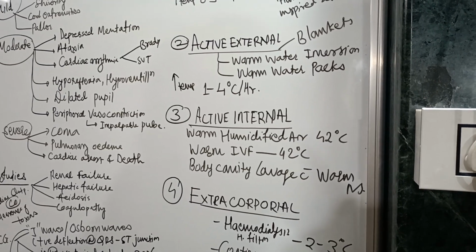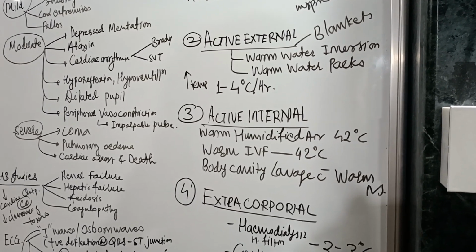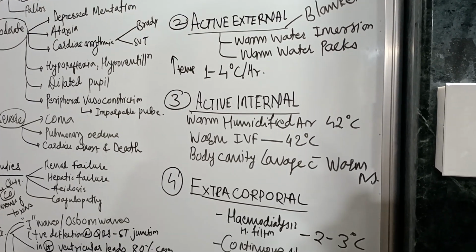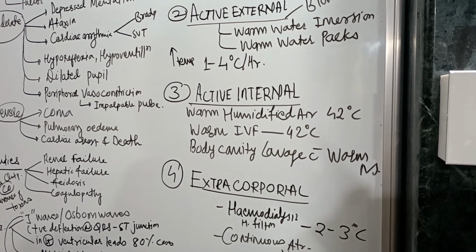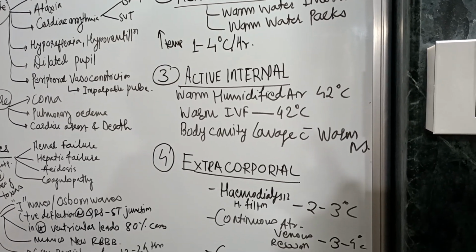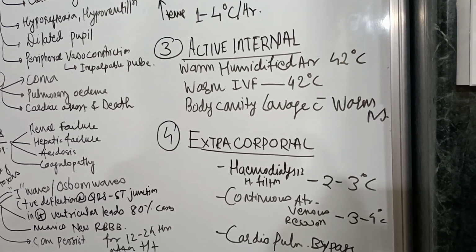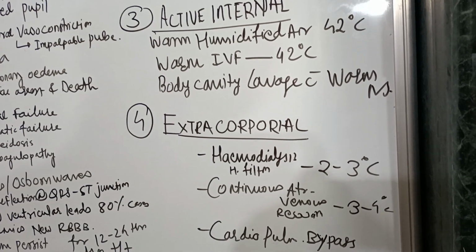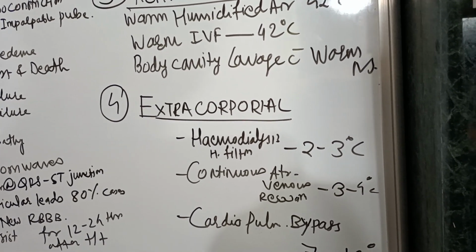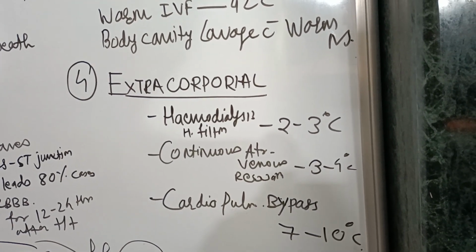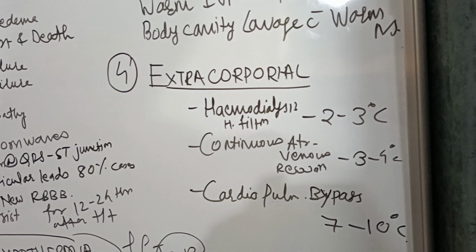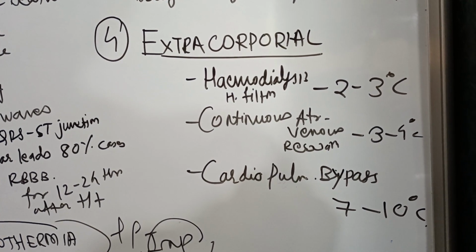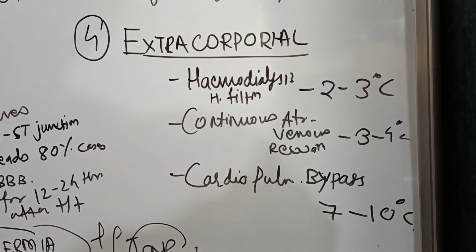In active internal rewarming, warm humidified air at 42 degrees Celsius, warm IV fluids at 42 degrees Celsius, and body cavity lavage with warm saline can be used. And there are a few extracorporeal therapies which increase temperature more. So these are hemodialysis or hemofiltration, which increases core body temperature by 2 to 3 degrees Celsius. Continuous arteriovenous rewarming increases temperature by 3 to 4 degrees Celsius, and cardiopulmonary bypass, which increases core temperature more, that is 7 to 10 degrees Celsius.